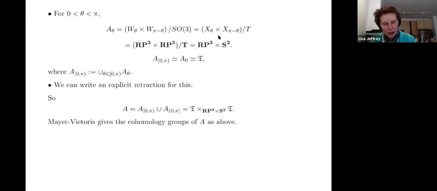So that gives a characterization of A, and Mayer-Vietoris gives the cohomology. You're thinking of this as, this could be your U, and this could be your V, and this thing can be your U intersect V. So that's the Mayer-Vietoris, and Mayer-Vietoris gives the cohomology groups as I outlined, using this decomposition. Any questions to this point?